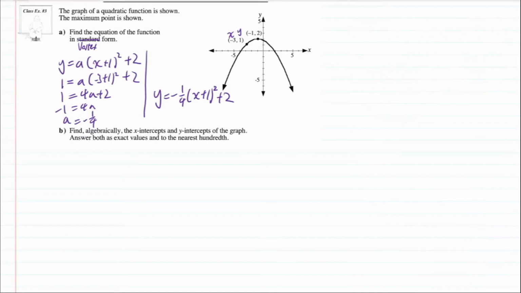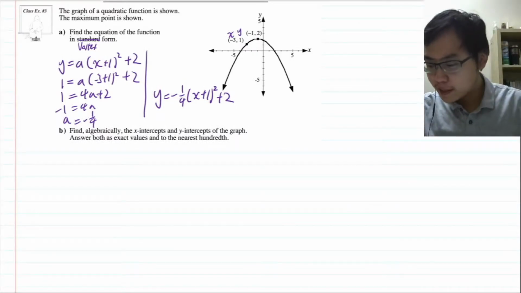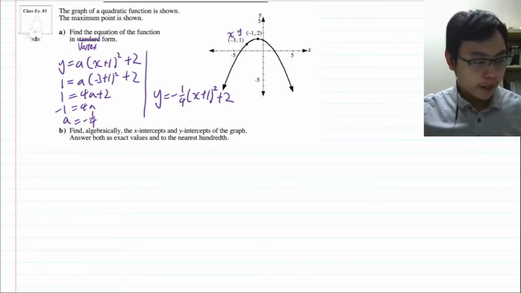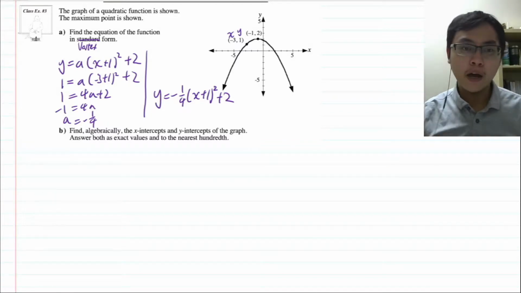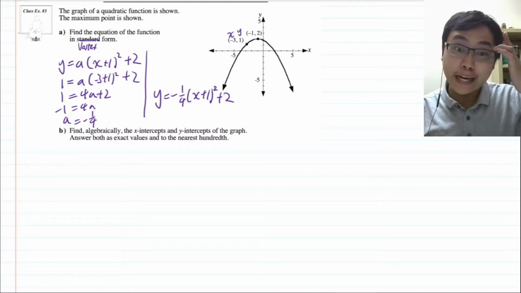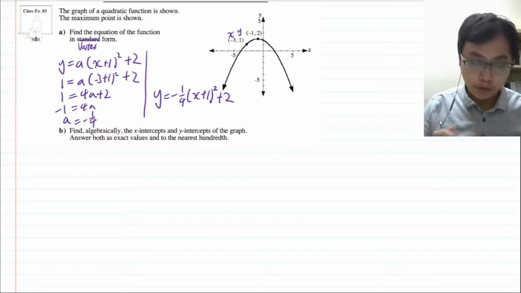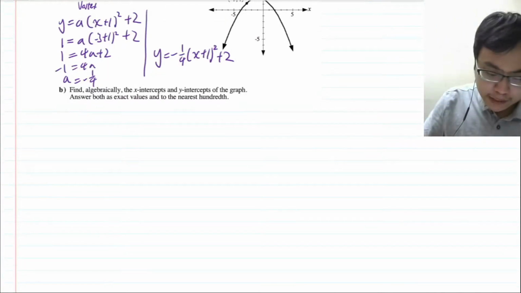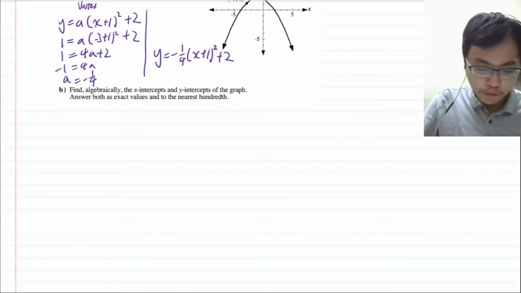So let's continue with the next part. It says to find the x and y intercepts of the graph, answer both at exact value and to the nearest 100. So let's go ahead and do that. Let's find the y-intercept. Y-intercept is easier, so I prefer to do that first.